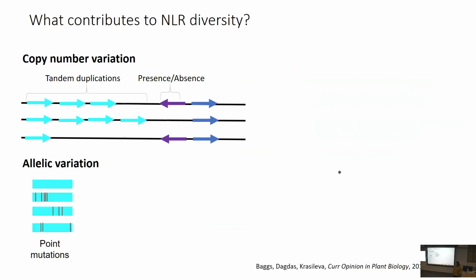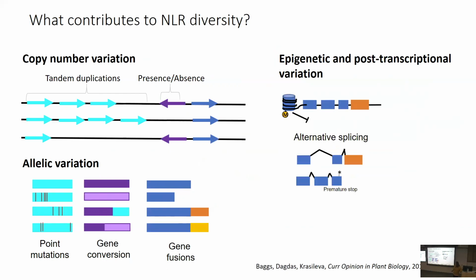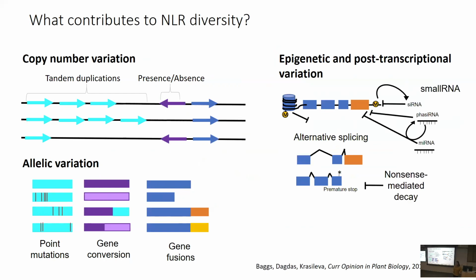Then there's allelic variation, of course, point mutation, but also gene conversions. And what we've added to that scheme is gene fusion, so NLRs can fuse with other plant genes. And then there's epigenetic and post-transcriptional variation of NLRs with alternative splicing and small RNA-based regulation. So today I'm going to tell you two stories. One is related to the copy number variation in plant genomes, and another to these gene fusions.